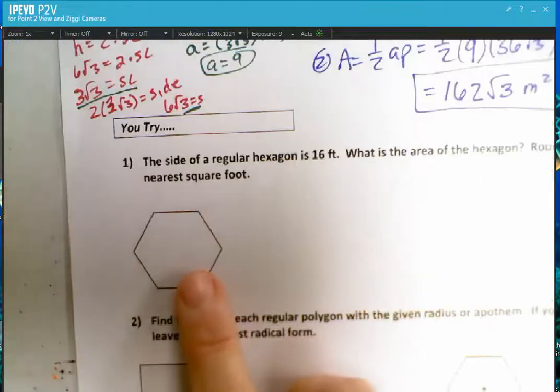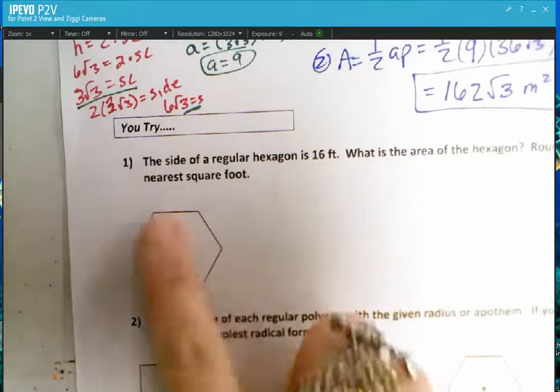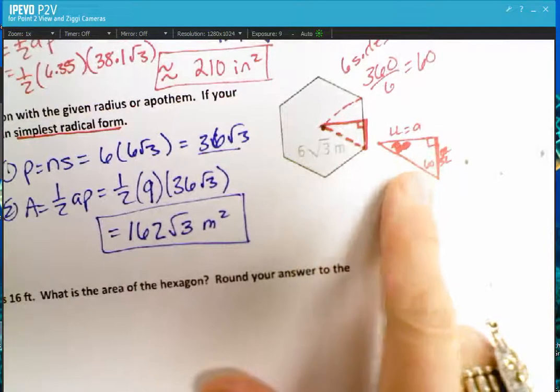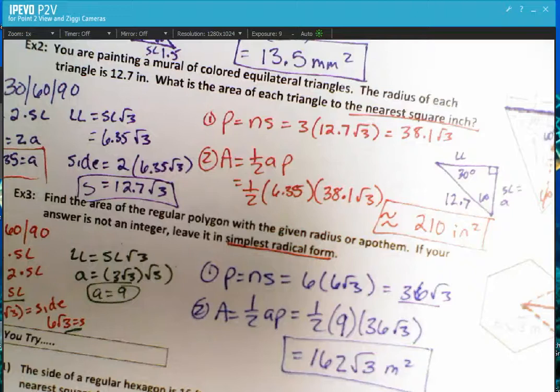Okay, you've got a couple that you are going to try. You should start with the original figure, sketch in the pieces you need to do, and then break out a smaller segment piece of your special triangle if you need to. Pause the video, come back and check your answers.